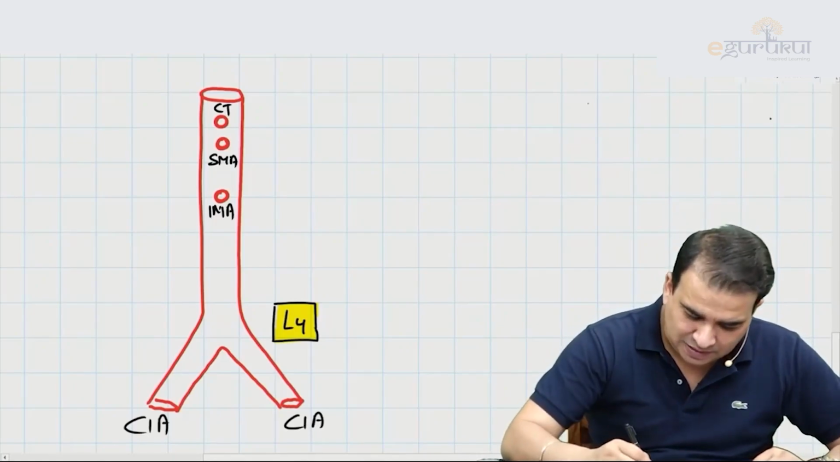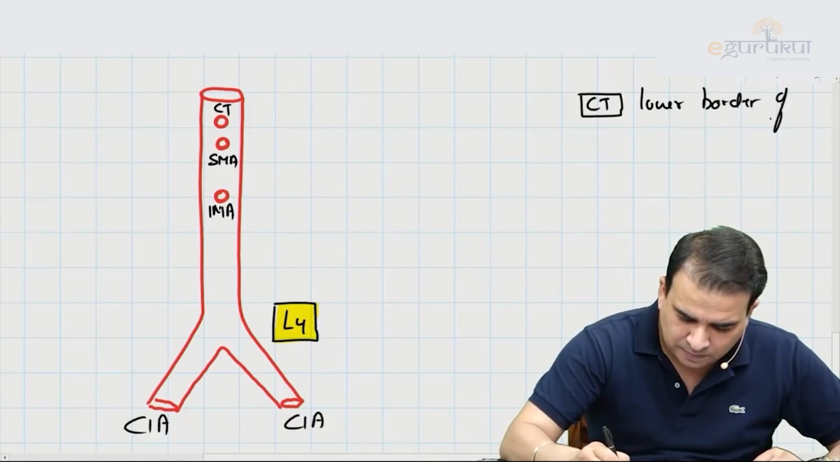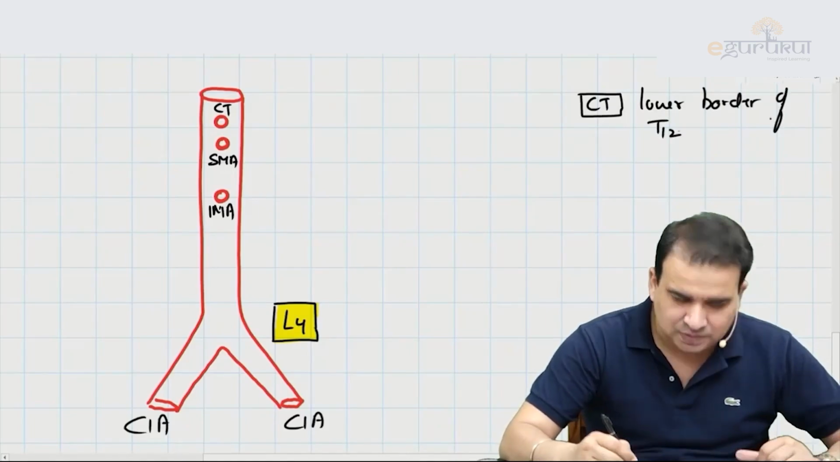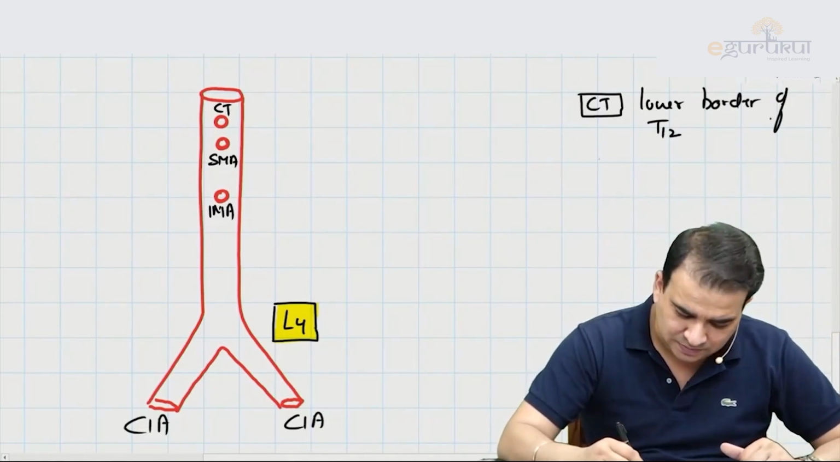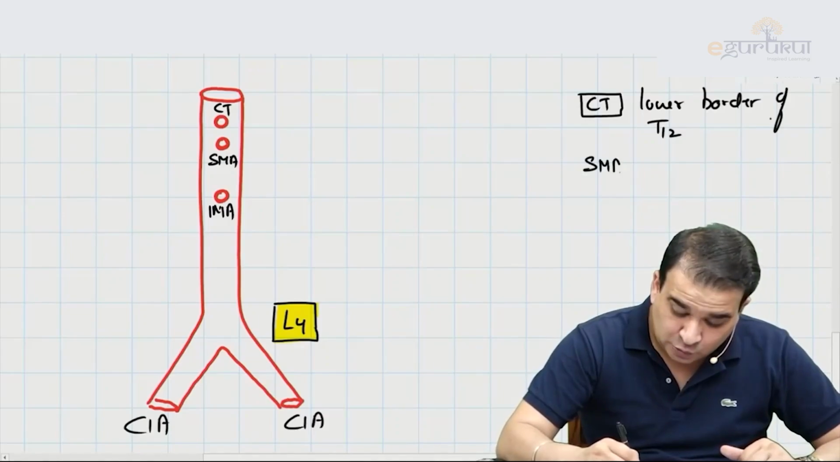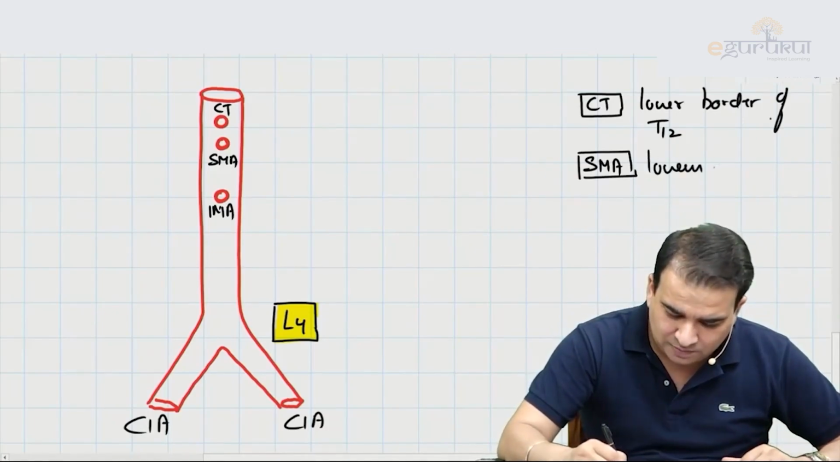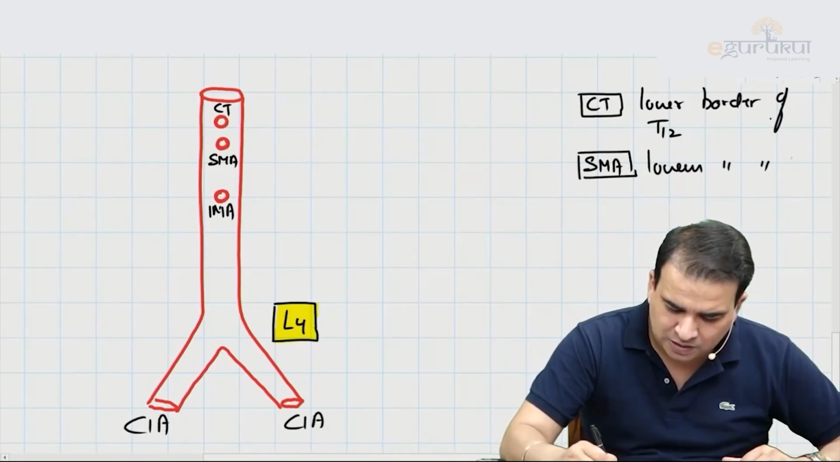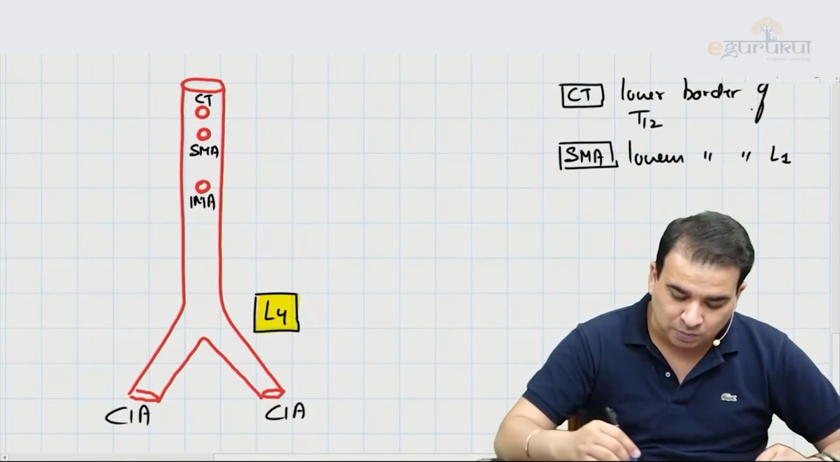If I may write it separately here, the celiac trunk originates at the lower border of T12. As soon as the aorta comes into the abdomen, it gives off the celiac trunk. Superior mesenteric artery, I hope you already remember, is in the transpyloric plane, that is the lower border of L1. So it's very close to the celiac trunk, just one segment difference. It is the lower border of L1.